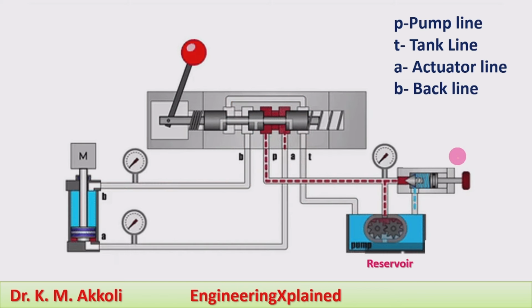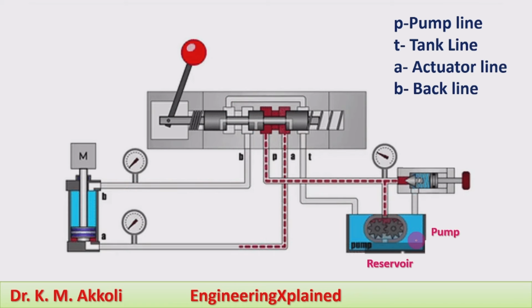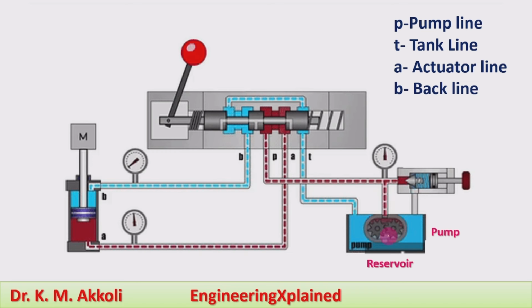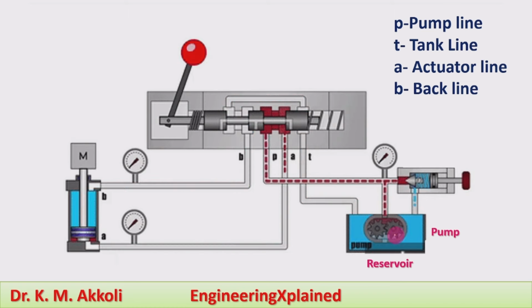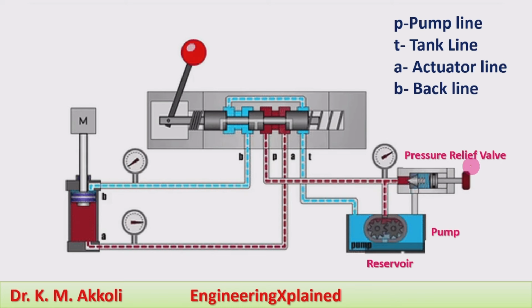This is the reservoir, which holds the hydraulic fluid, or working fluid, to be used in the hydraulic system. It's the pump which supplies the hydraulic fluid into the system, and that is the power source for the working of the system. The third one is the pressure relief valve.